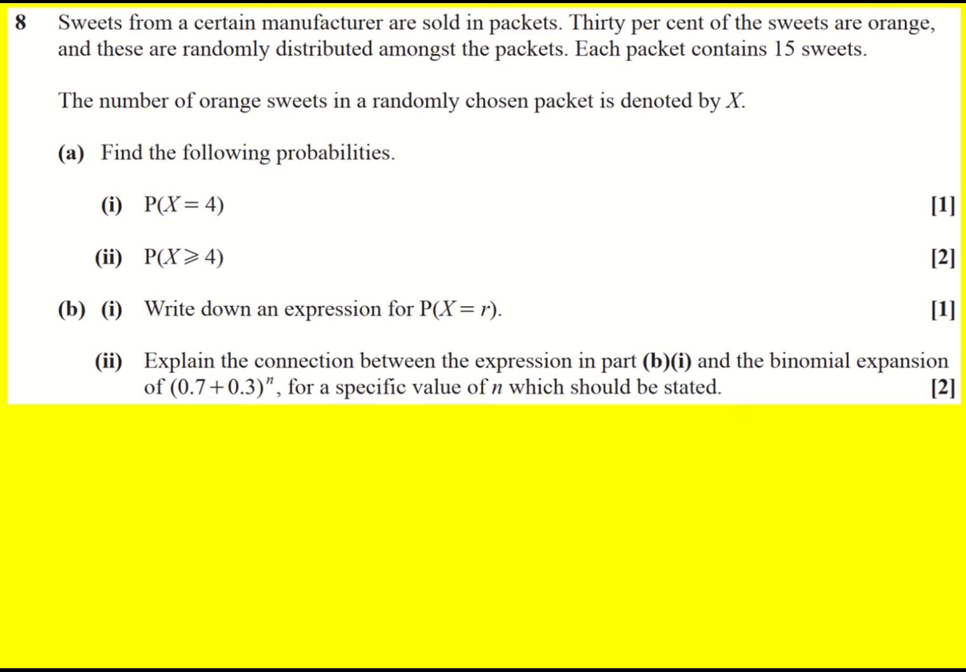Sweets from a certain manufacturer are sold in packets. 30% of them are orange, and these are randomly distributed amongst the packets. Each packet contains 15 sweets. The number of orange sweets in a randomly chosen packet is denoted by X.